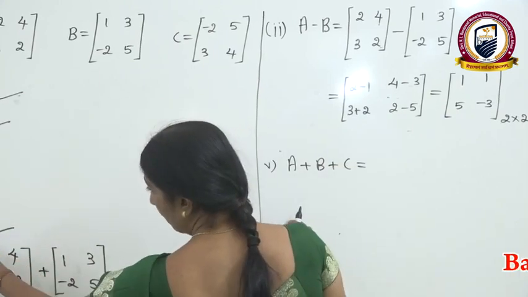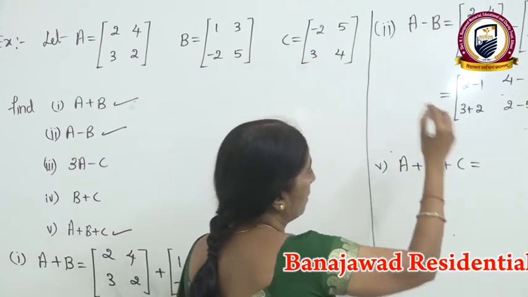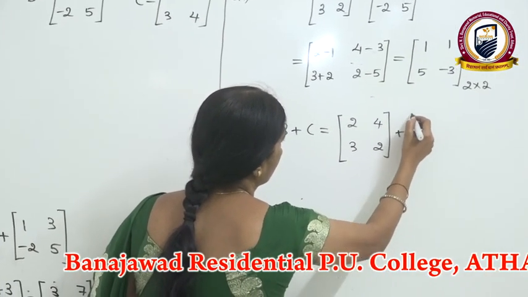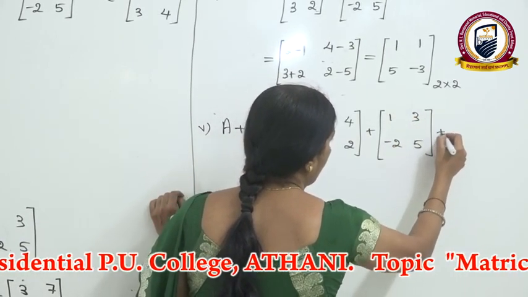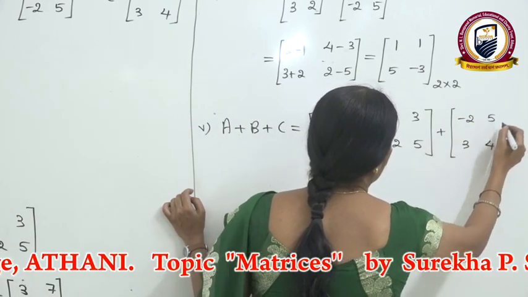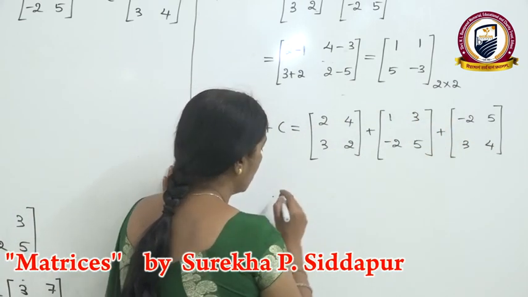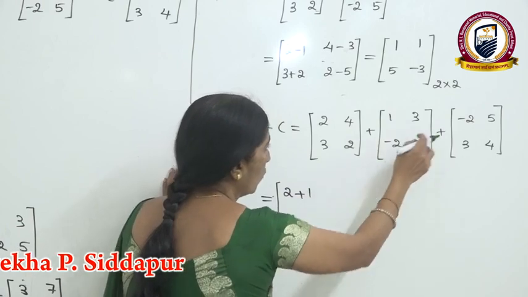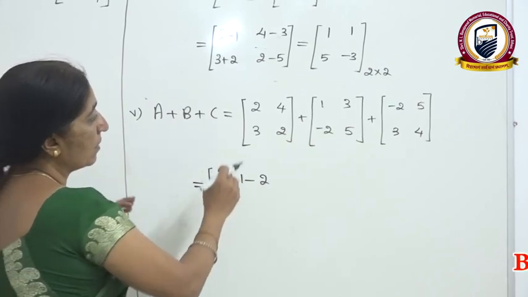Here we have to add all the 3 matrices. For that what you are doing? A plus B plus C. Write down all the 3 matrices. So add corresponding elements of all the 3. First element 2 plus 1, and what about this? Plus into minus is minus 2. See, add all the 3 corresponding elements.